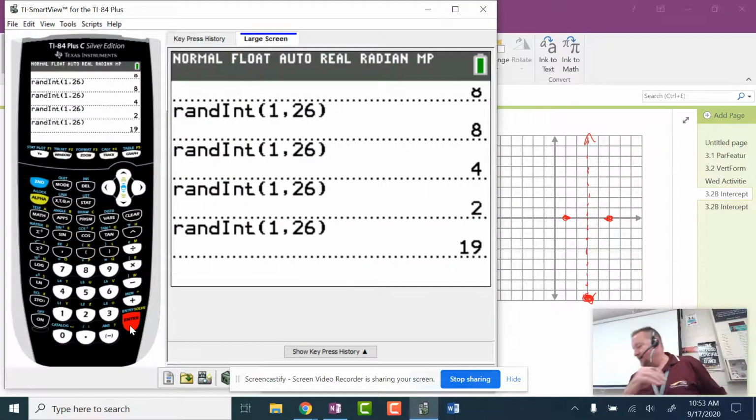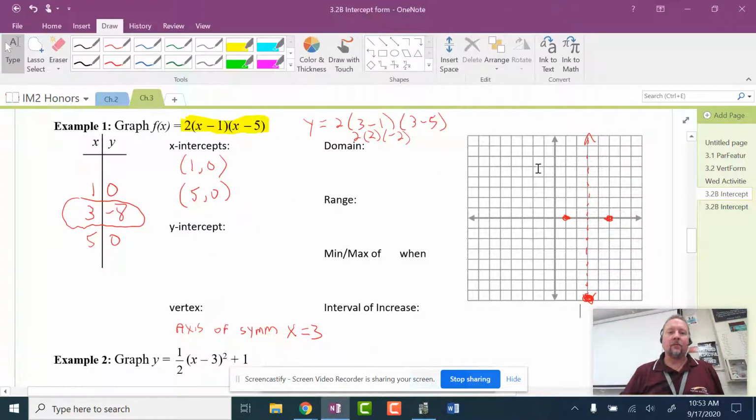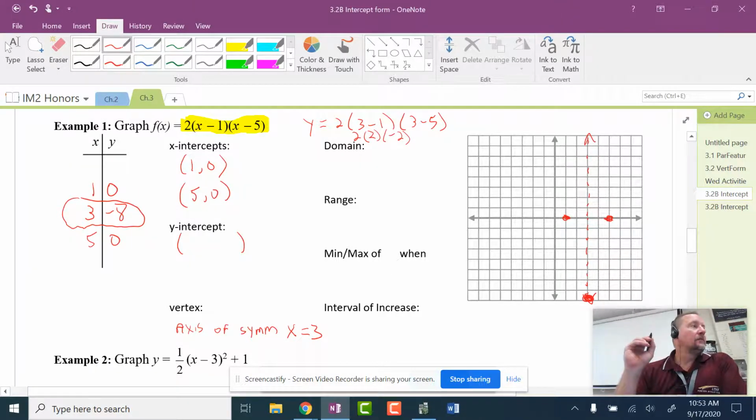Hey, remember what Matt said there, maybe. I don't know if he was on to something there, but Emily Ann, how do I find the y-intercept? What do I input for x? Yeah, correct. And I'm going to put it right here.